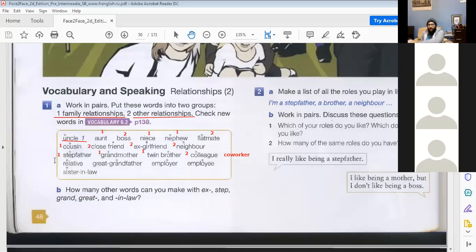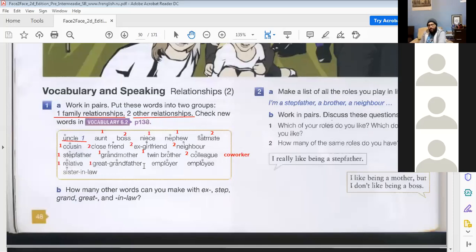Okay, relative. 1. A relative is family, 1, right? So for example, the cousin of your father or the cousin of your mother is family. Not close, but family, right? So this is relative. Great-grandfather. Family. Family, yeah, 1.